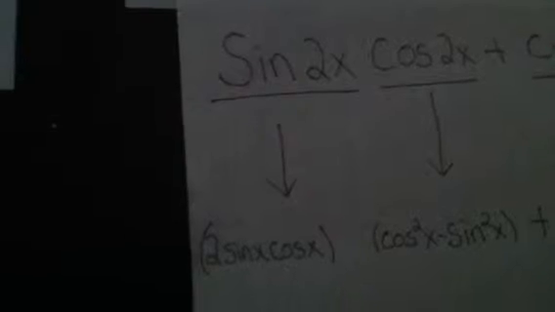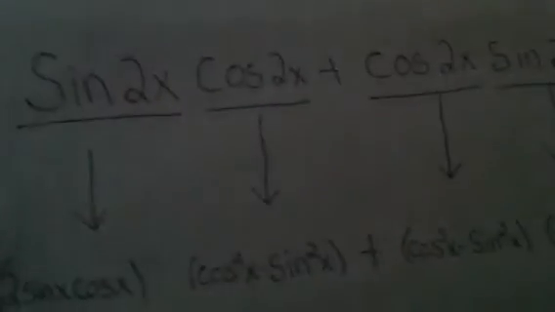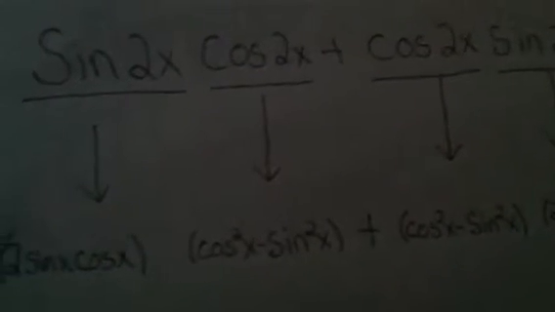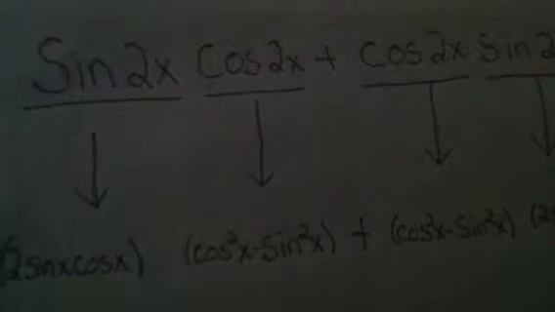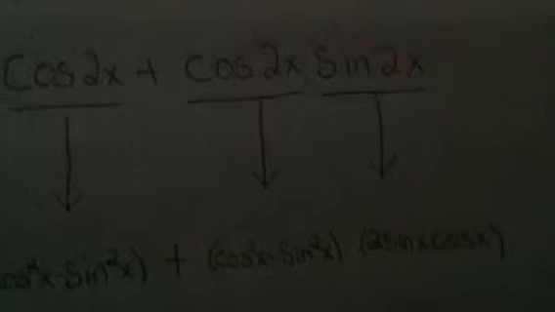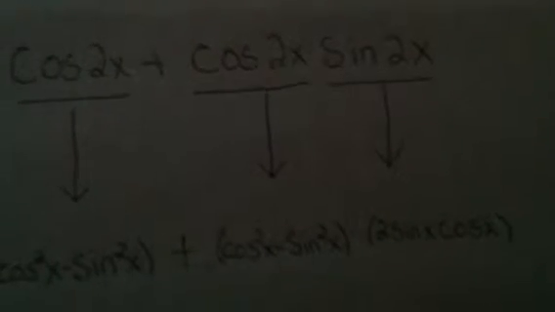You notice sine 2x gets replaced as 2 sine x cosine x, and cosine 2x gets replaced as cosine squared x minus sine squared x. And then we plus, again, cosine 2x gets replaced as cosine squared x minus sine squared x, and sine 2x gets replaced as 2 sine x cosine x.